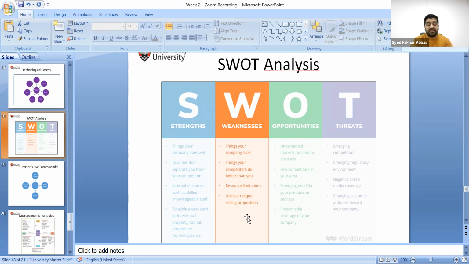So basically, every company tries to overcome these weaknesses because everyone is trying to achieve competitive advantage in that particular market. So companies are always trying to overcome their weaknesses and convert those weaknesses into strengths.